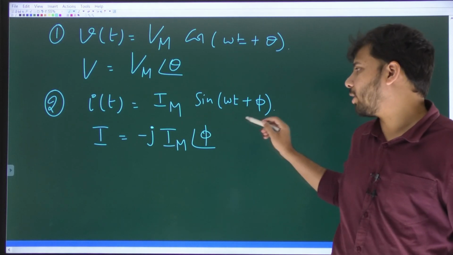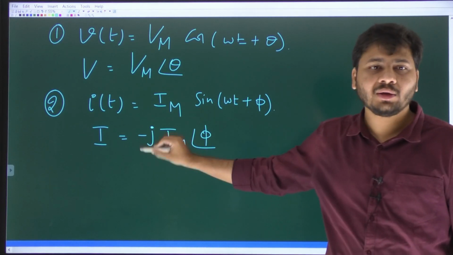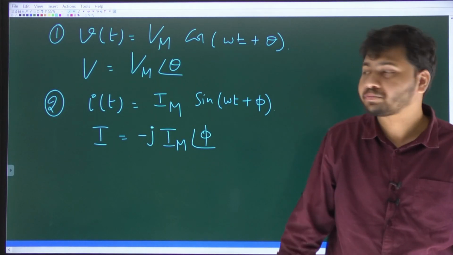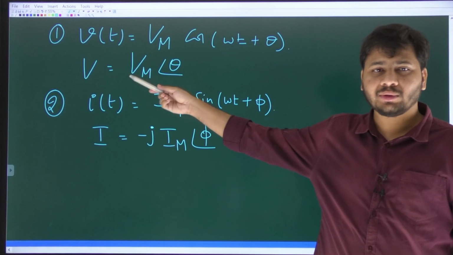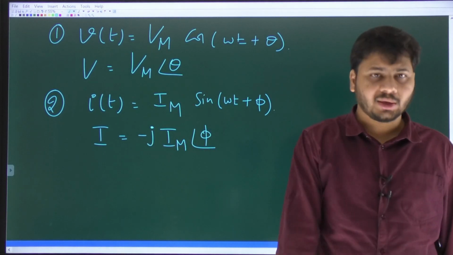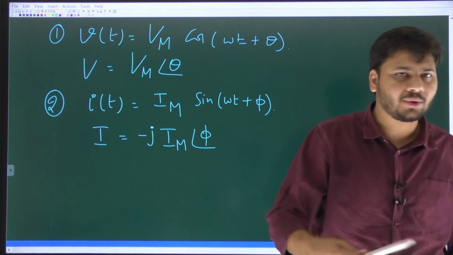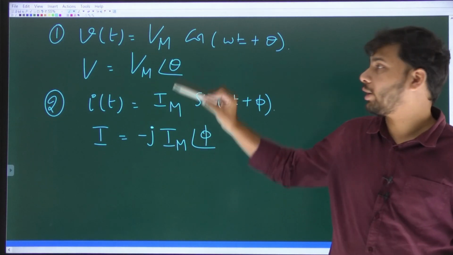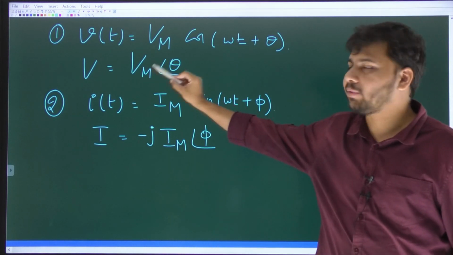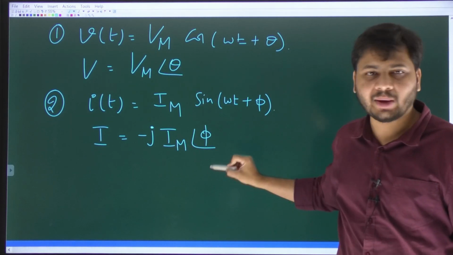First you write Im angle phi. Since it is sine, you add an additional multiplying factor, which is minus j. If it is cosine, you just leave it like that, Vm angle theta. If it is sine, you add this minus j. So whether it is sine or cosine, immediately you write amplitude followed by the phase angle, like Vm angle theta or Im angle phi.